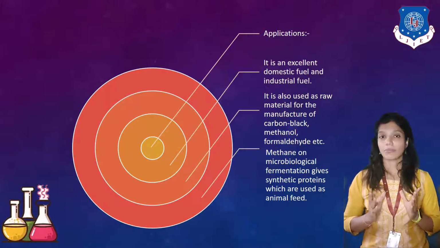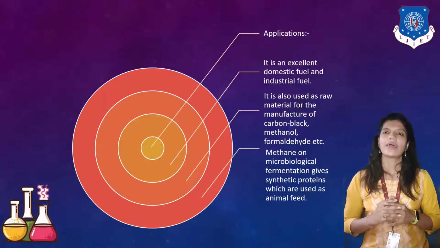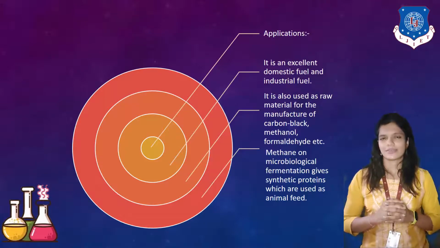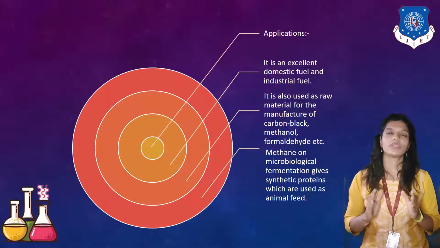Methane is the main component of natural gas, which in microbiological fermentation gives synthetic proteins which are used as animal feed. Right? It is widely used in rural areas. We can come across them throughout rural areas of India.